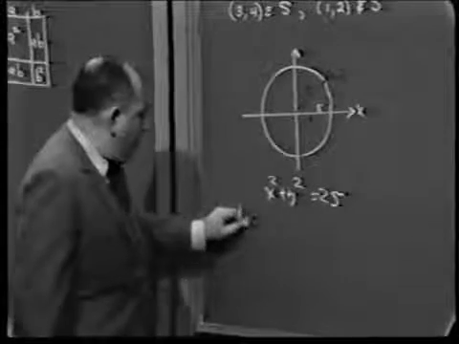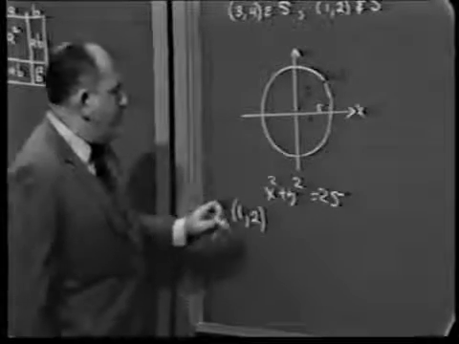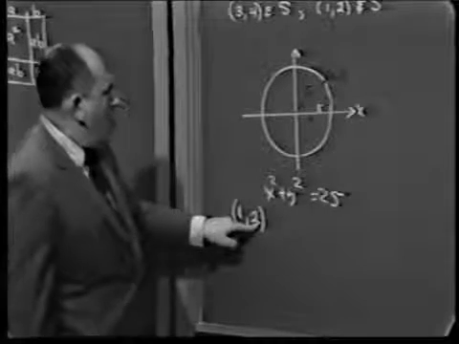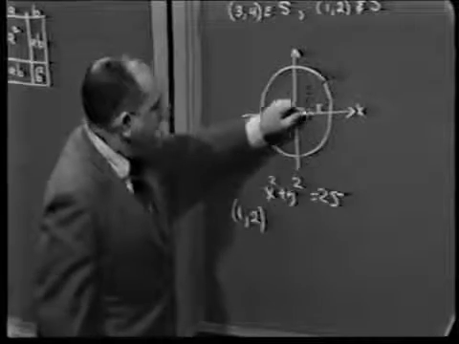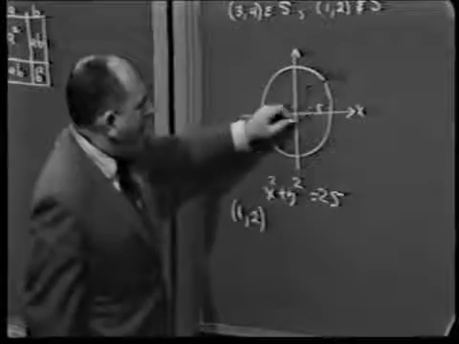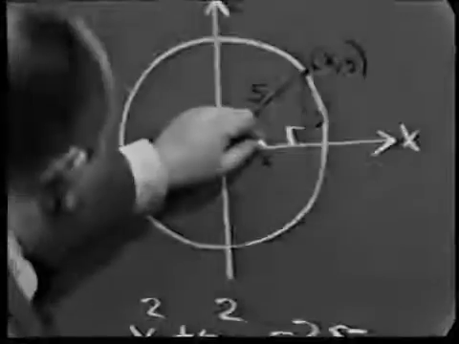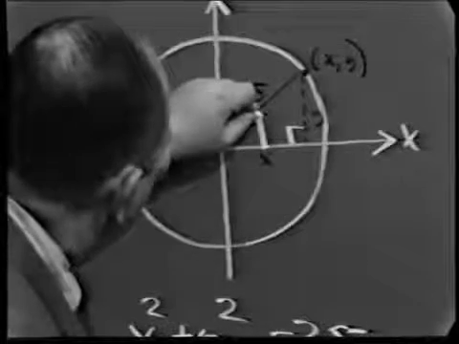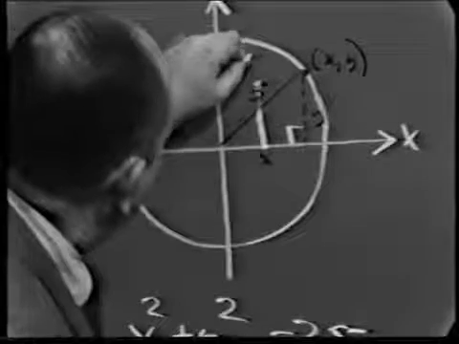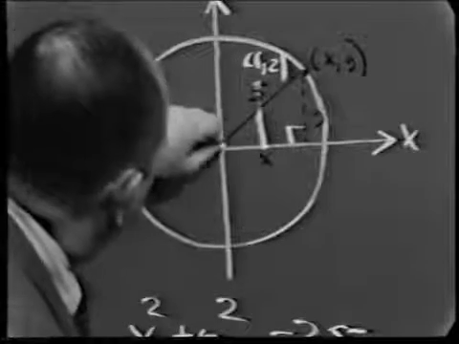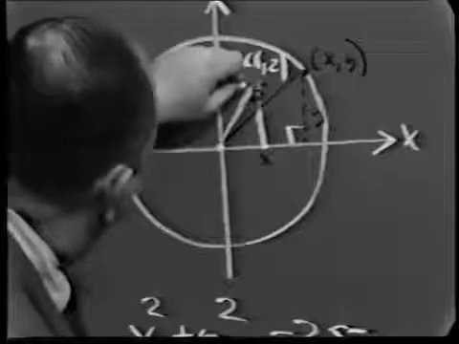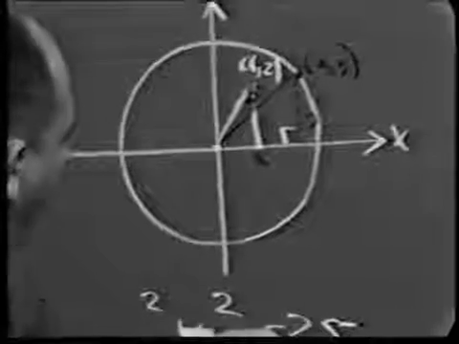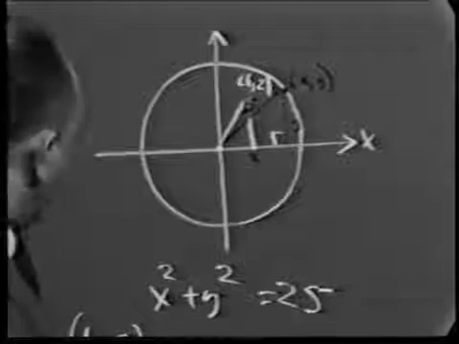Let's return to our point (1, 2), which we saw didn't belong to S. Well, look at this. Where would (1, 2) be? (1, 2) would be inside the circle. Why is that? Because if we take, say, the point (1, 2), notice that the distance from the origin to the point (1, 2) is less than 5. In other words, the distance is less than 5, so the square of the distance is less than 25.